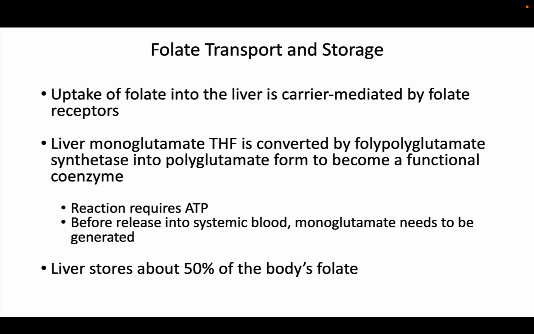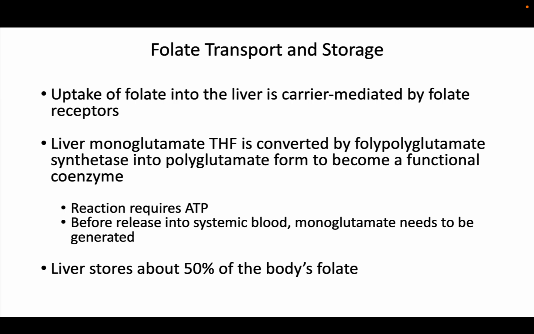Folate, after being absorbed, often travels to the liver, and the entrance of folate into the liver cells is mediated by those folate receptors. So it does need a carrier or shuttle transport protein to allow that transfer across the cell membrane. Liver concentrations of the monoglutamate or folic acid form are then converted by the polyglutamate synthetase into the polyglutamate form.